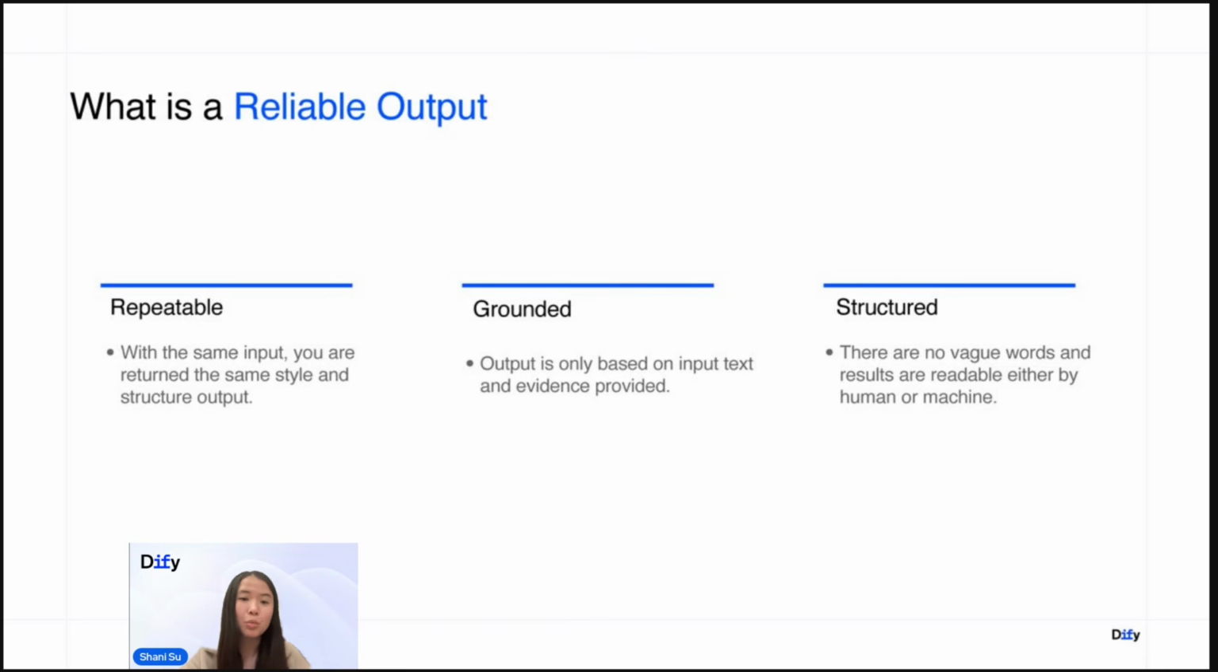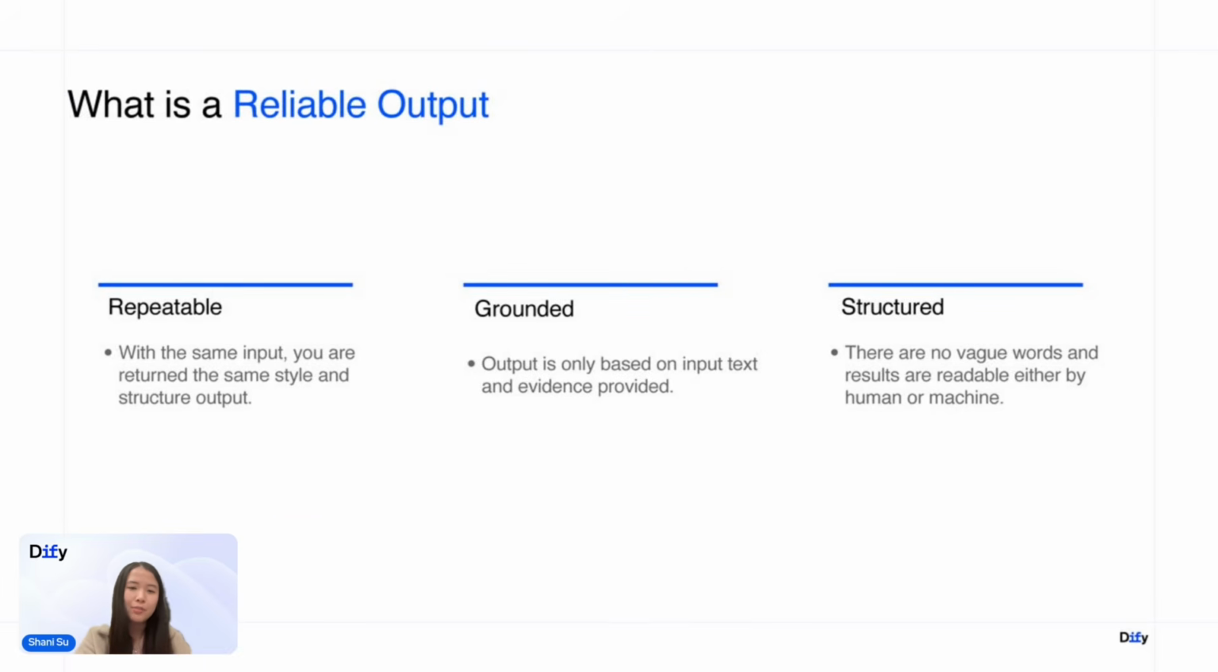Next is grounded. The output should only be based on the input text and evidence provided. We'll expand a little bit more on this later in the presentation, but AI models have much data backing them. However, depending on the situation that you are in, you want the AI models to use the information that you have to make a grounded decision. Say you are an HR specialist. If you are using information from the web to dissect whether a resume is good or not, that may be unreliable because it's not information from the resume. You're not taking evidence from the context that you have. So we'll dive a little deeper into that when we get more specifically into prompting.